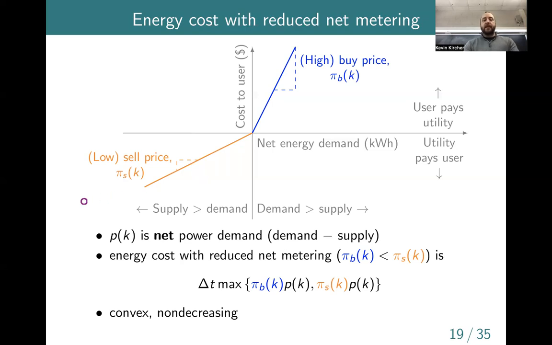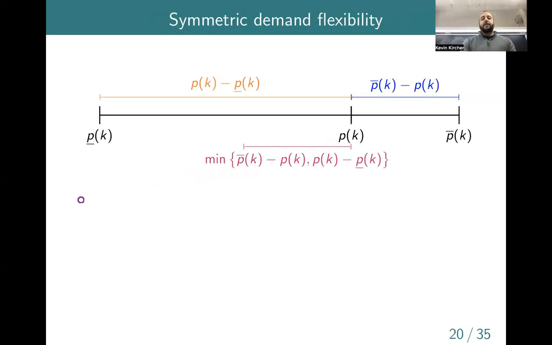Okay, so that is energy cost when we have these asymmetric buying and selling prices. There's also what's called symmetric demand flexibility. We talked about upward demand flexibility, the ability to consume more power. We also talked about the ability to consume less power and how both of those could potentially be valuable. Some grid operators, some ISOs, will pay only for symmetric flexibility. They don't want to think about whether you're moving up or down, they just want to know your ability to move. So here you would take the smaller of your upward flexibility and your downward flexibility. In this case, the upward flexibility is smaller, so that ends up being our symmetric flexibility.